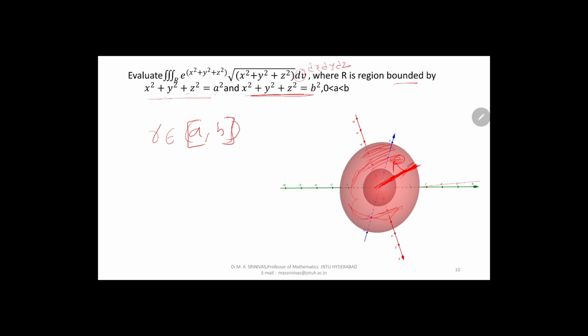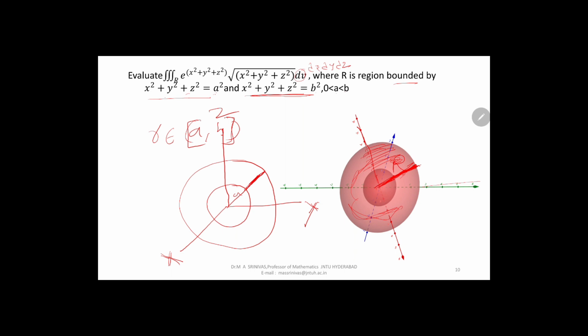Once this is over, then this is the z-axis. I'll rewrite it because this figure is rotated a bit, so for your better understanding I'm rewriting this. This is the x-axis, this is your y-axis, and this is your z-axis. So this length is A and this length is B, so R varies between A and B.